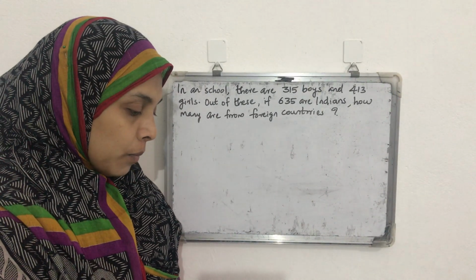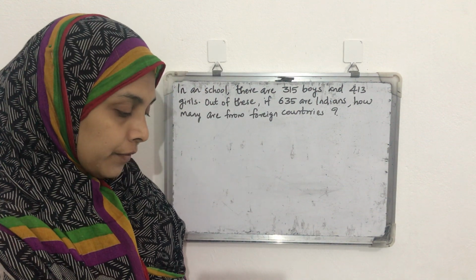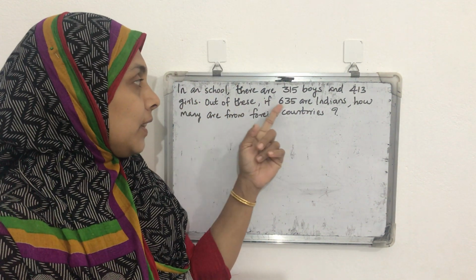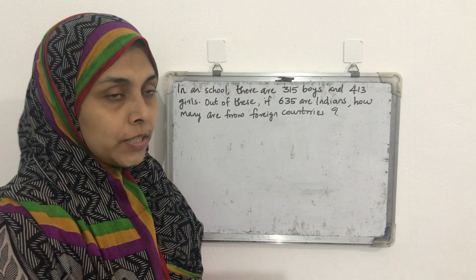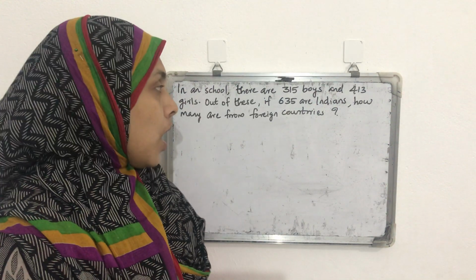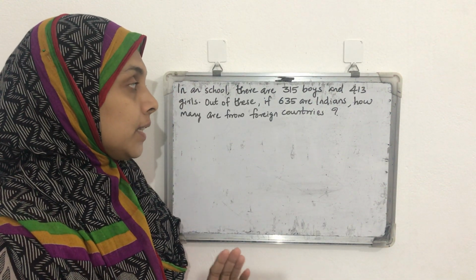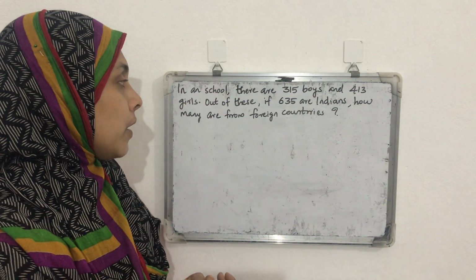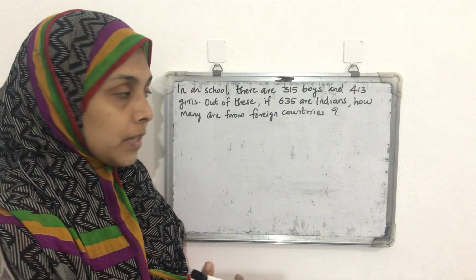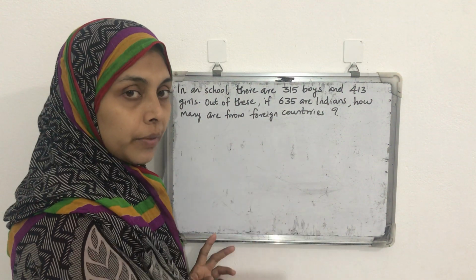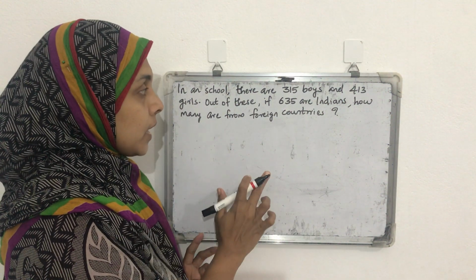So next word problem, subtraction stories question. Question is this: in a school there are 315 boys and 413 girls. Out of these, if 635 are Indians, how many are from other foreign countries? Okay, in an international school, this is a question from the textbook. So you can read that question.